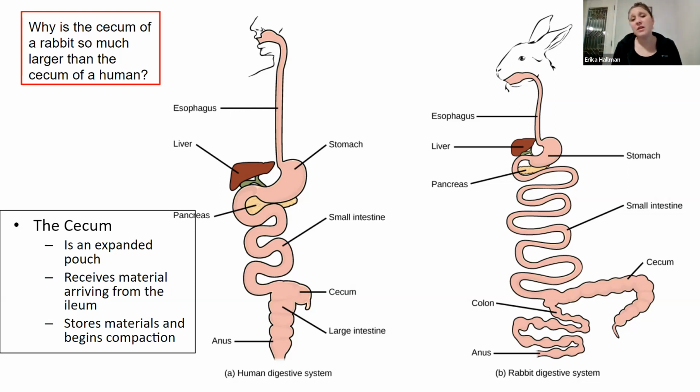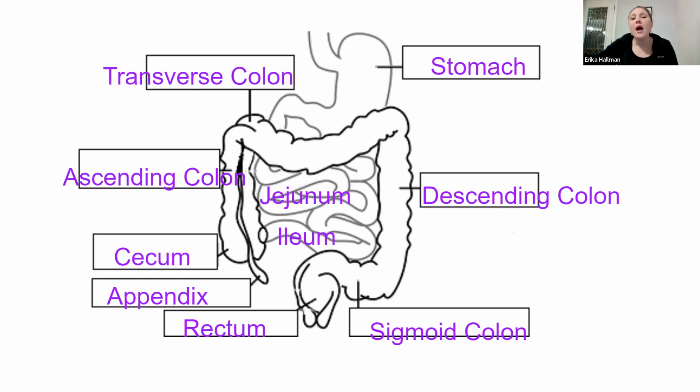The diet of a human is that we're omnivores, so we have a lot of protein and lipids in our diet, whereas rabbits have more herbaceous foods like grasses and seeds and berries. So the cecum is larger in the rabbit because they're going to need to digest more of that cellulose, more of that plant product, right? This would be a great place to kind of pause and fill out your diagrams of all the parts of the gastrointestinal tract.